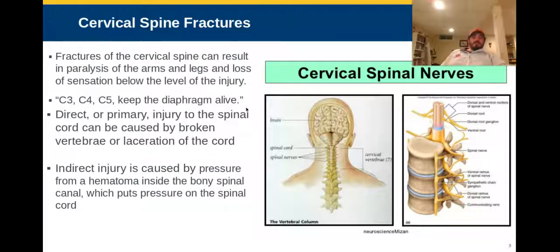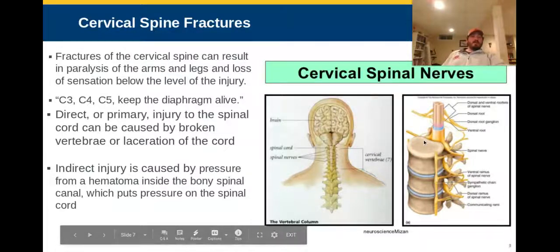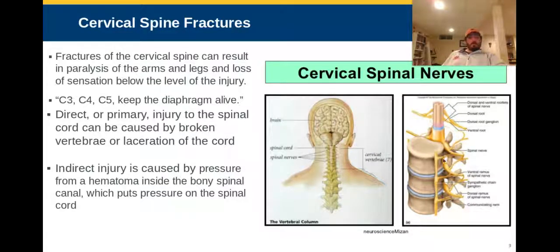Okay. Direct injury to the spinal cord can be caused by that broken vertebra, which can actually cut the cord. And once we cut that cord, right now in our time, we have no way to repair that. You are going to be paralyzed or have the effects of whatever is below that cord missing for the rest of your life. And then indirect injury, similar to the brain bleeds we talked about, you can have pressure from a hematoma inside the spinal canal where the spinal cord runs, which puts pressure on the spinal cord. Which is a big deal too.